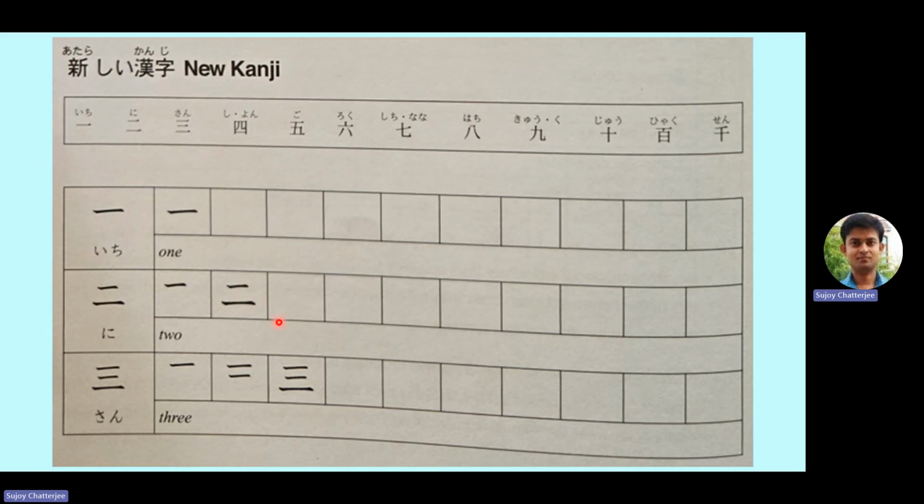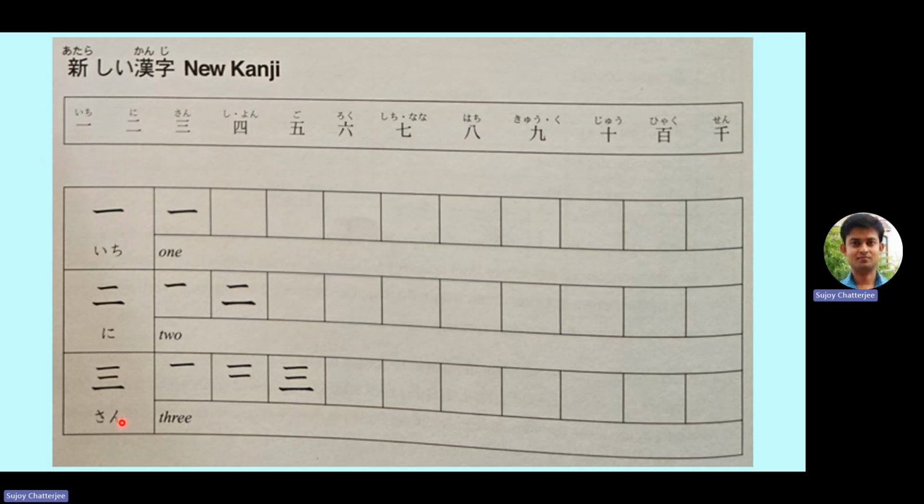So you have to be very careful that the sizes and shapes will matter a lot in kanji. If the shape is not proper, if the lengths of the strokes are not following the standard, then your kanji may be interpreted wrongly by the reader. So it's very important to write it properly.